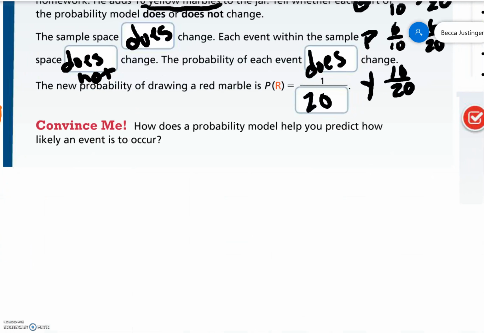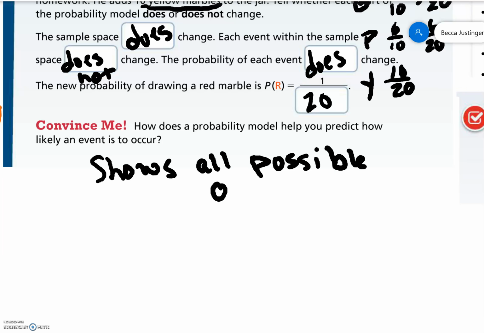How does a probability model help you predict how likely an event is to occur? A probability model shows all possible outcomes. So when you look at all the possible outcomes, you can decide how many are favorable out of how many total outcomes there are, which shows you the probability, and then you can decipher if it's likely, unlikely, equally likely, impossible, or certain.